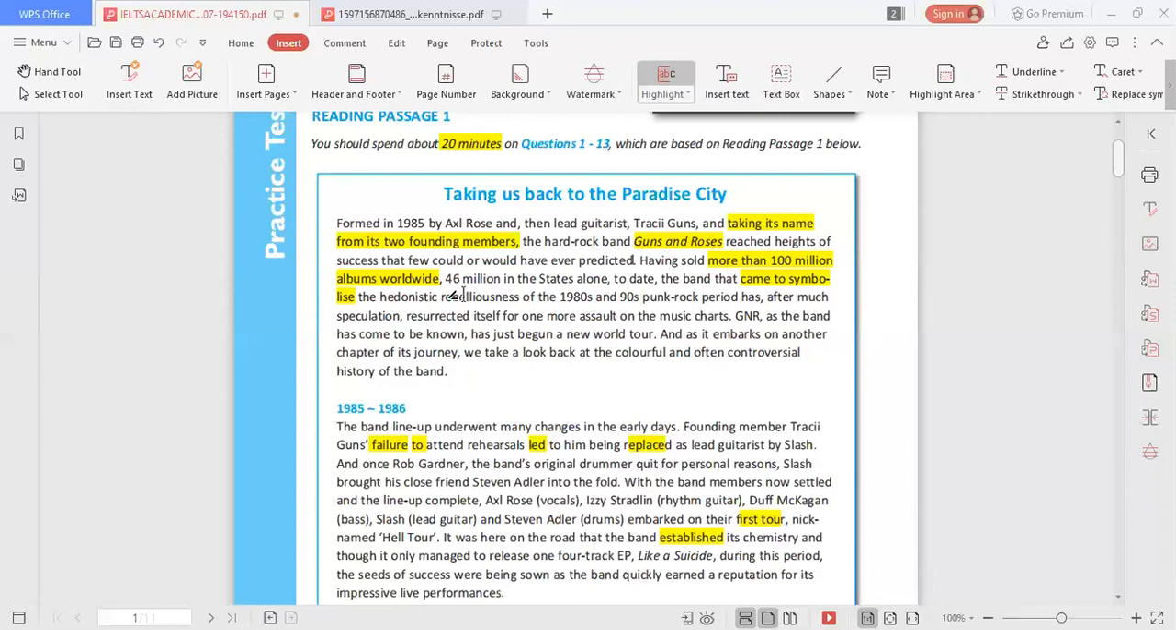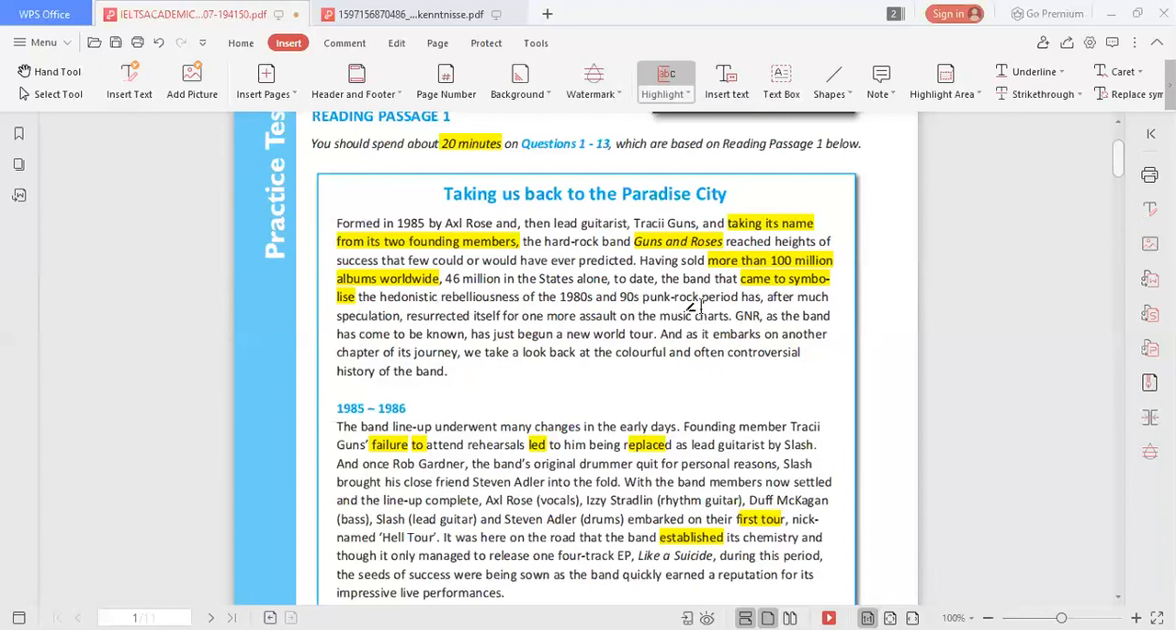Having sold more than 100 million albums worldwide, 46 million in the States alone, to date, the band that came to symbolize the hedonistic rebelliousness of the 1980s and 90s punk rock period has, after much speculation, resurrected itself. One more assault on the music charts.